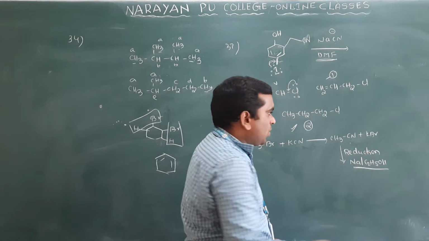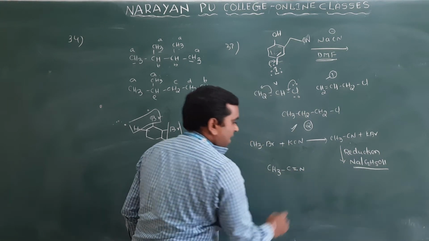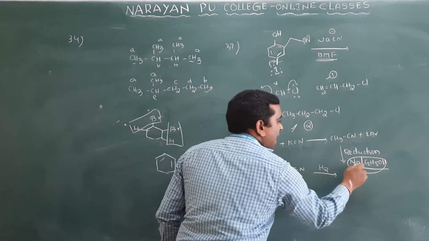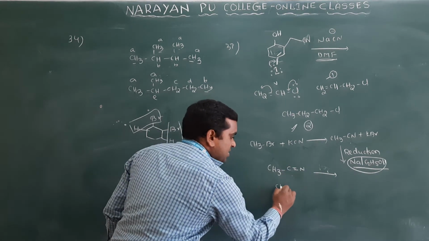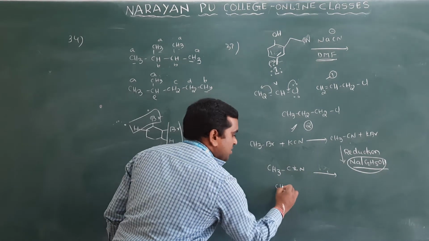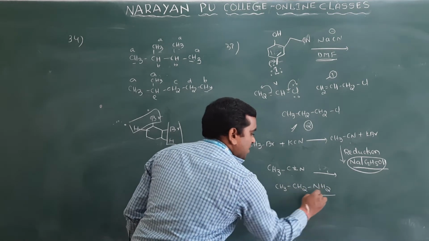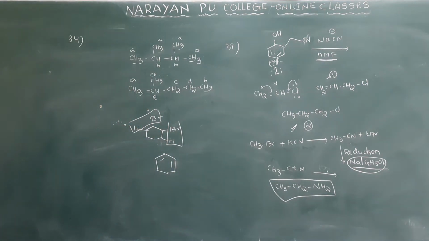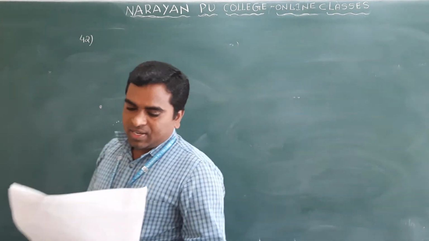So in cyanide reduction, what will you get? The cyanide is CH3C≡N. Reduction means addition of hydrogen. It will provide hydrogens to this, so the hydrogens will be added here. Break the triple bond, two hydrogens here and two hydrogens here: CH3CH2NH2. Reduction of cyanides gives primary amines. So the answer to 41 is option 3.